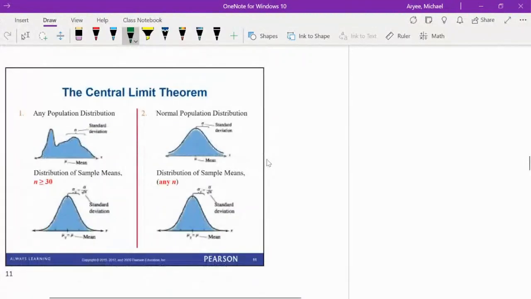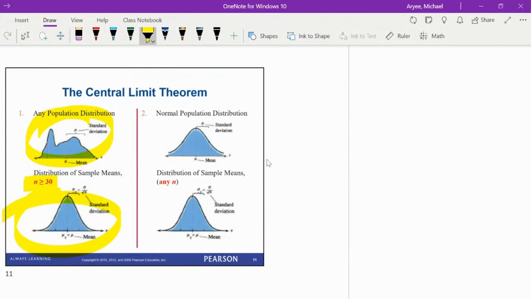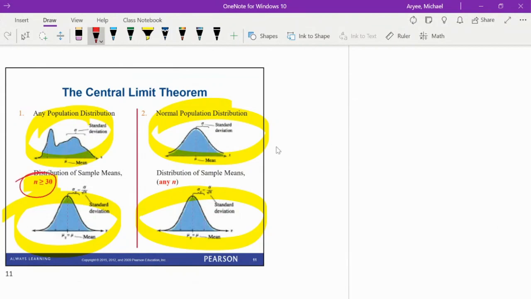Now let's see ways that it makes sense. This is just a repetition of it. Start with something that is not normal, as long as your n is greater than 30, you are going to get normal. Start with normal and you automatically get normal. That's what this is saying. So on this side, the sample size is important. On this side, the sample size is not important.